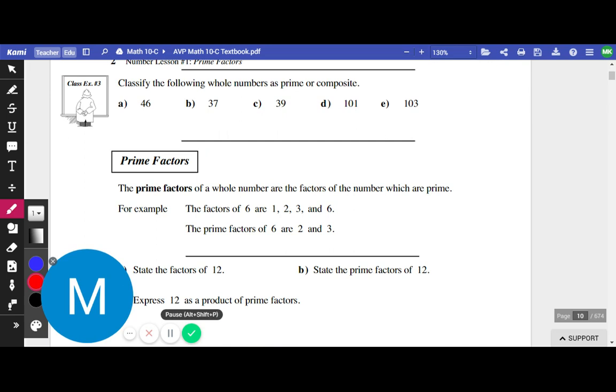Okay, here we have a big list of things. We're going to define them as prime or composite. Prime meaning it's not divisible by anything. Composite meaning it is divided by something.